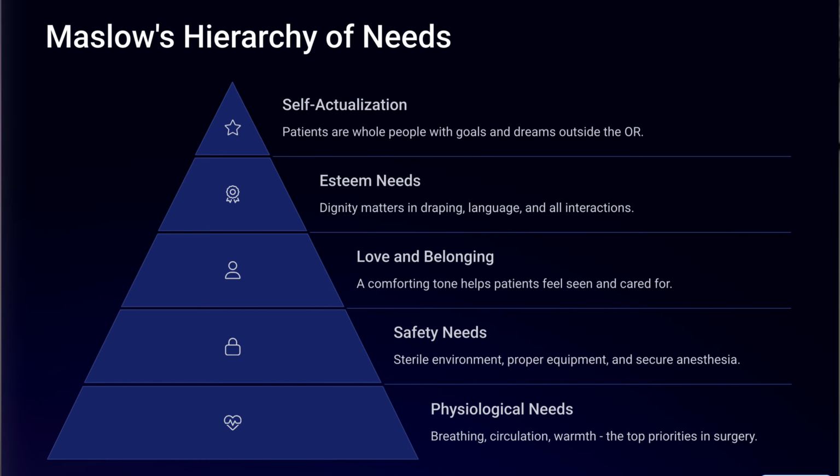Surgery is very isolating. A simple, comforting tone of voice can make a nervous patient feel seen and cared for. Next, esteem needs. Dignity does matter. From draping to language, everything should be respectful. And 5, self-actualization. This level reminds us that our patients are whole people with goals, dreams, and lives outside of the operating room. By understanding these levels, we become more than just technologists or technicians.